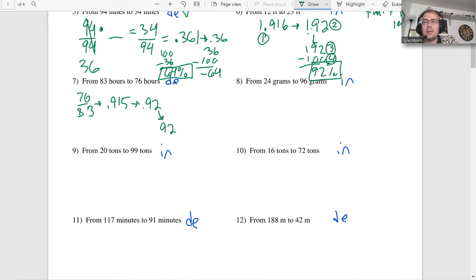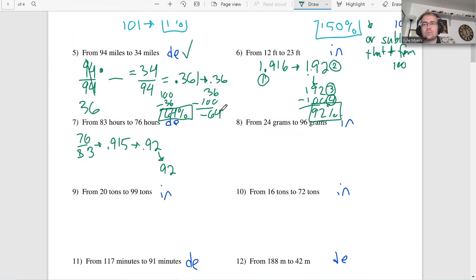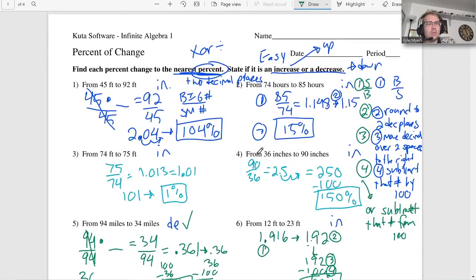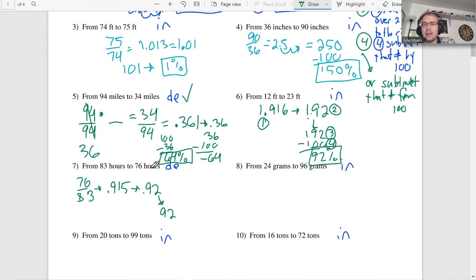Ooh, wait, hold on. If we subtract that by 100, what would happen? Wait a second. It's a decrease, though. So let's see. If we go from 83 to 76, we're decreasing, right? So what do we do when we do small divided by big? Did I do small? I did do small divided by big. Okay, so then we subtract from 100 then. We should subtract from 100 and get 8. It's an 8% decrease.